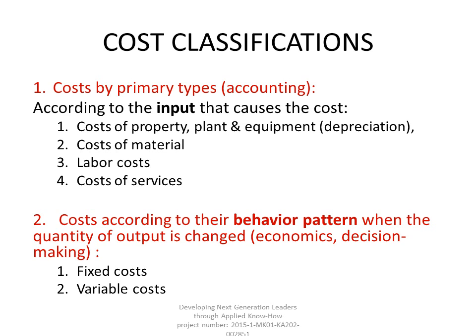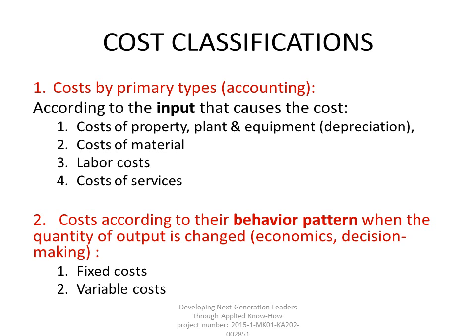We continue with cost classifications. We explain that costs can be classified according to different criteria, and we also explain that each classification serves a different purpose. First, we start by costs according to their primary types, which are costs of property, plant and equipment, costs of material, labor costs and costs of services. Within this, we also discuss a little bit more the depreciation and amortization and explain why it is important within the business process to depreciate and amortize fixed assets.